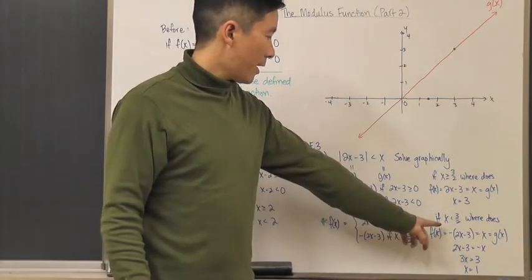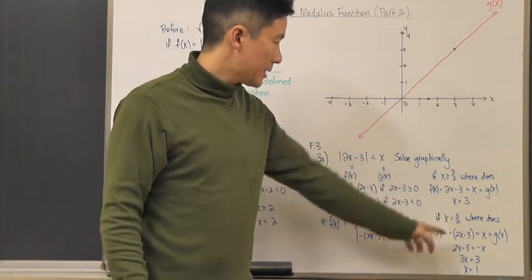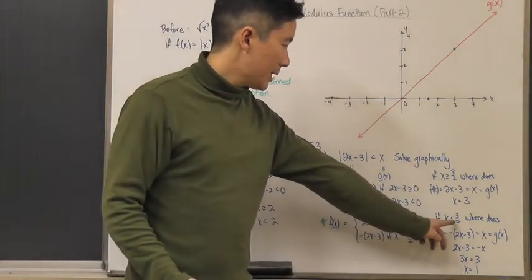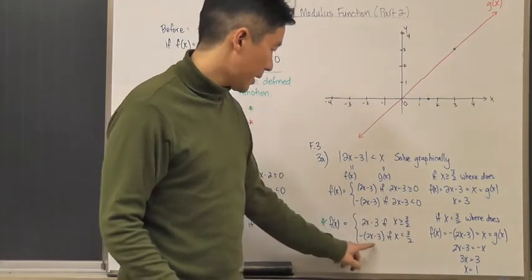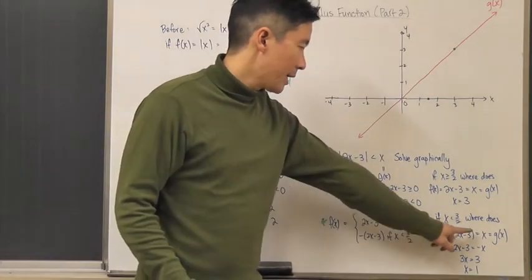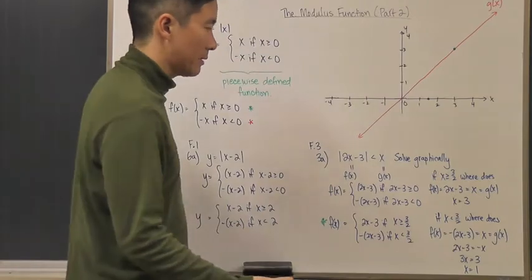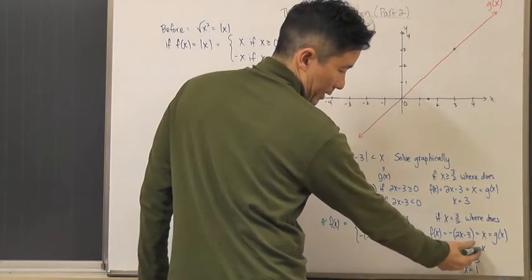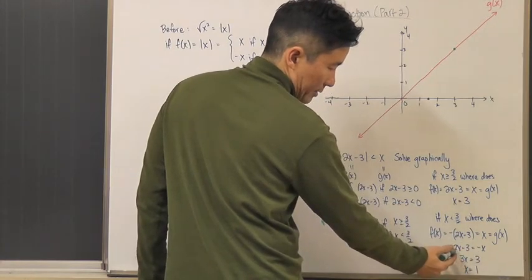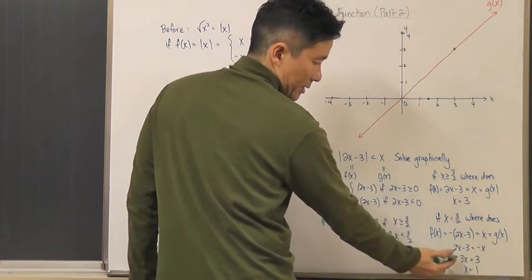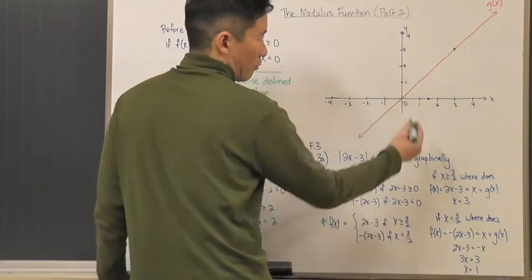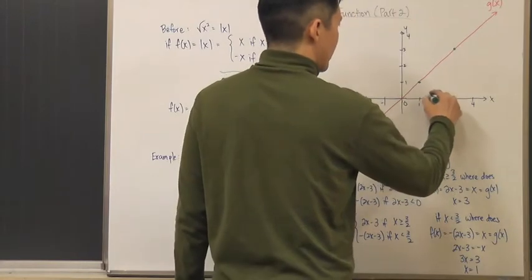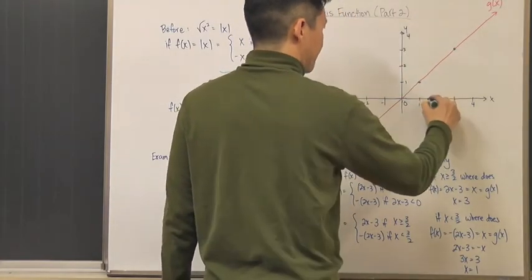Okay, so now if x is less than 3 halves, where does f of x equal g of x? Well, if x is less than 3 halves, I know that f of x is actually the opposite of 2x minus 3. That has to be equal to g of x, which of course is still x. And if I solve for this, multiply both sides by a negative, then add x to both sides, I get 3x is equal to 3, so x is equal to 1. So it's looking like that. This function looks something like this.